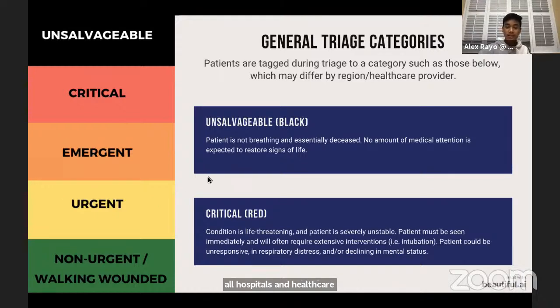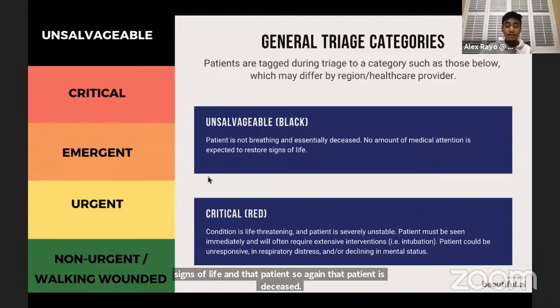So at the top, at the most severe, we have what's known as unsalvageable, which is typically the black color. And this is basically where the patient's not breathing and can be thought of as essentially deceased. So no amount of medical attention is expected to restore signs of life in that patient. So again, that patient is deceased.